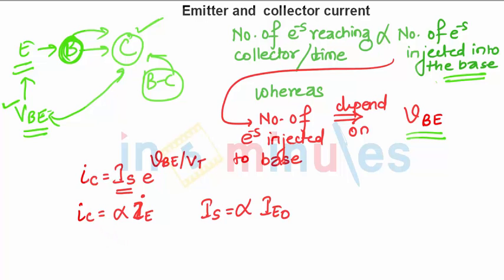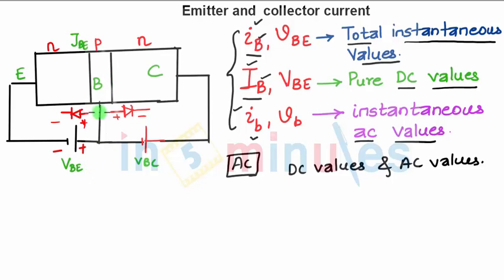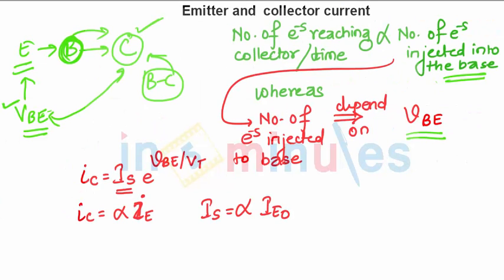This whole combination is for common base, as we have seen at the beginning. This is nothing but common base because you can say the base is common to emitter and collector. So this configuration is common base and the gain of common base is alpha. So in this case, the common base gain alpha is approximately equal to 1. This is how we represent the collector current and emitter current in AC analysis, which is the total instantaneous values.